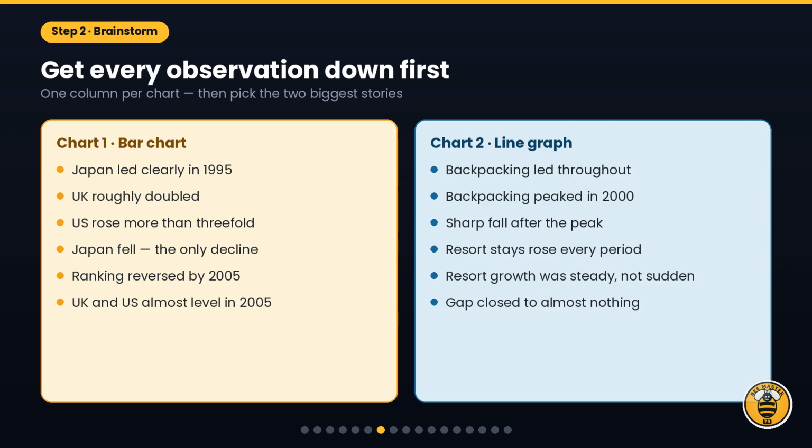Now brainstorm. On the left, the bar chart. Japan led clearly in 1995. The United Kingdom roughly doubled. The United States rose more than threefold. Japan fell, and it was the only decline. The ranking reversed, and Britain and America finished almost level. On the right, the line graph. Backpacking led throughout, peaked in the year 2000, and then fell sharply. Resort stays rose in every period, steadily rather than suddenly, until the gap closed to almost nothing.